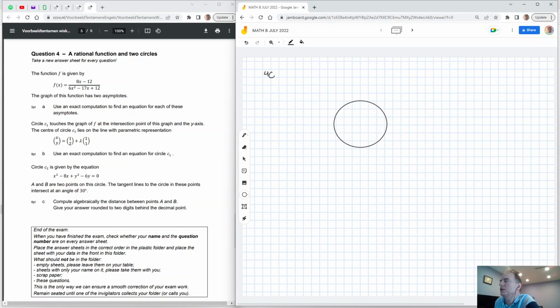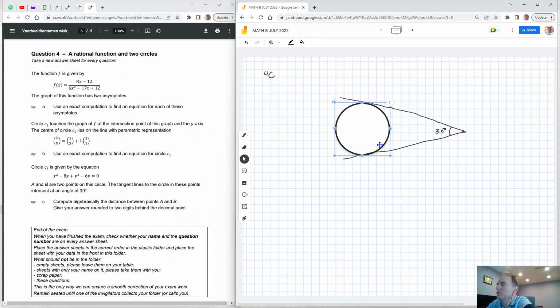So it's something like this. We have a circle and then a tangent line from one side and one from the other side with an angle of 30. And this is happening: the tangent point here is A. The tangent point is B here.